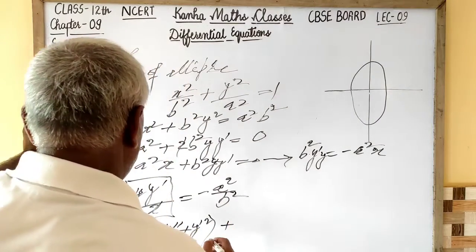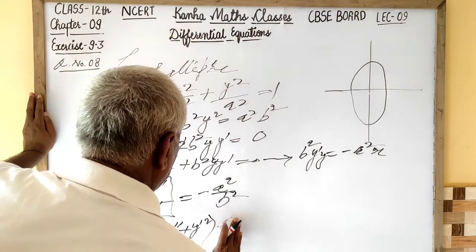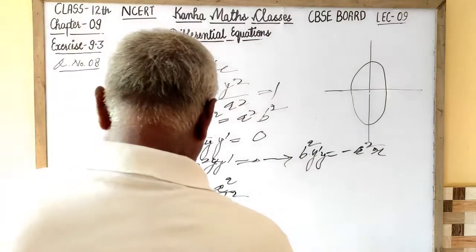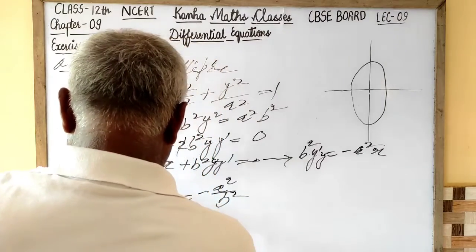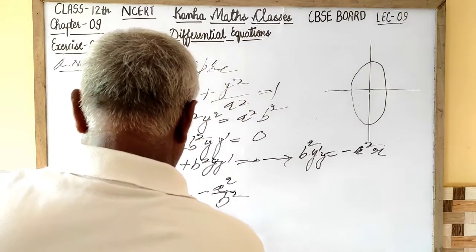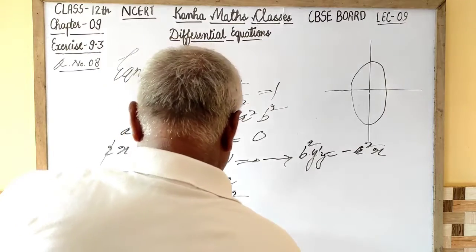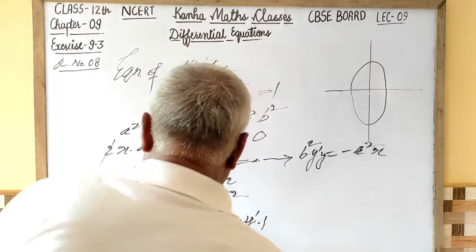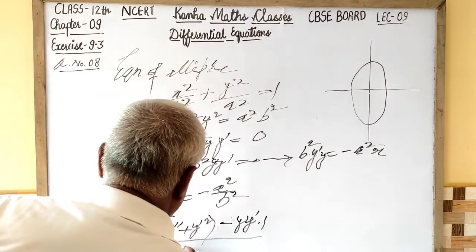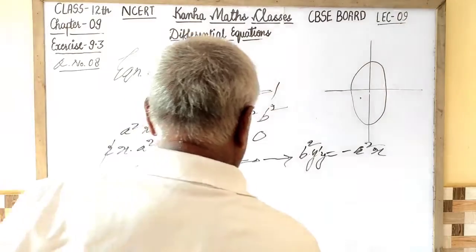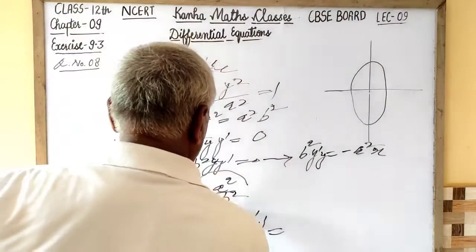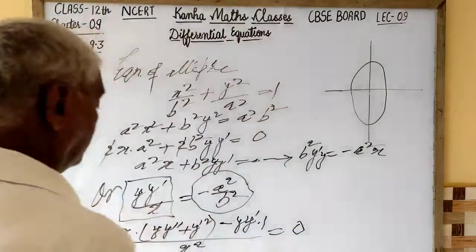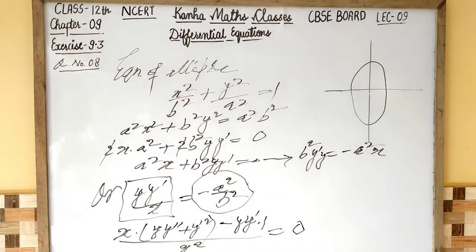Minus numerator into d dx of denominator, upon square of the denominator, that is x square. And here, being constant, taking the second derivative, it will be equal to 0.